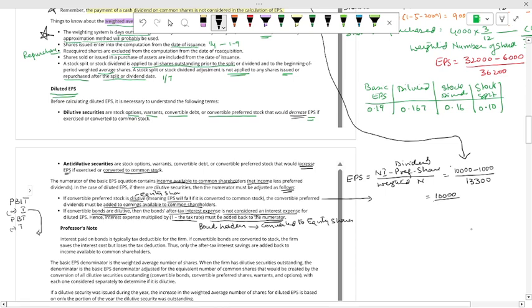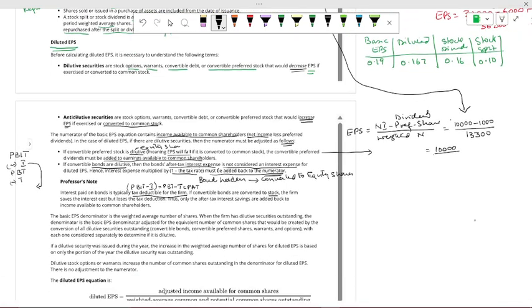Just give me a point, I will explain with the example. Interest paid on bonds is tax deductible for the firm. Again, I am saying profit before interest and tax, minus interest, gives profit before tax, minus tax, comes to profit after tax. If convertible bonds are converted to stock, and I am going very slow here, the firm saves the interest cost but loses the tax deduction.